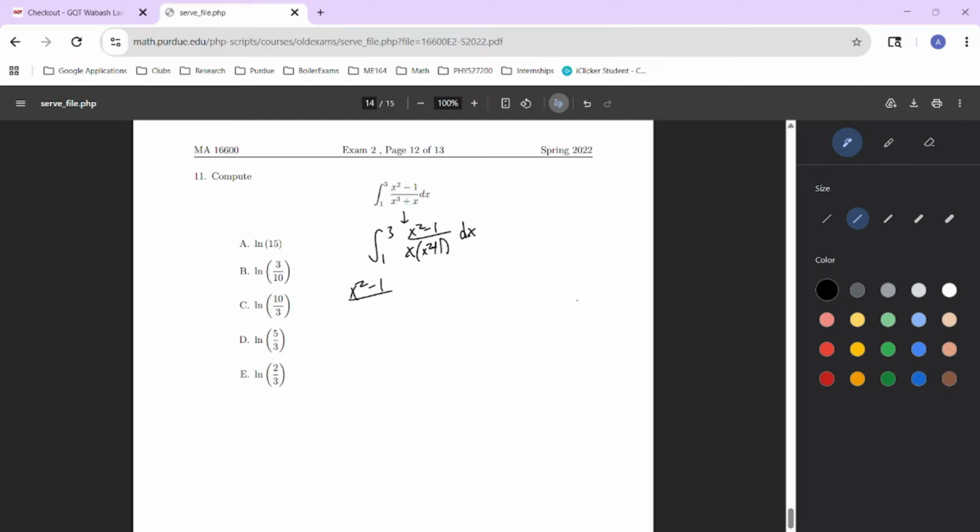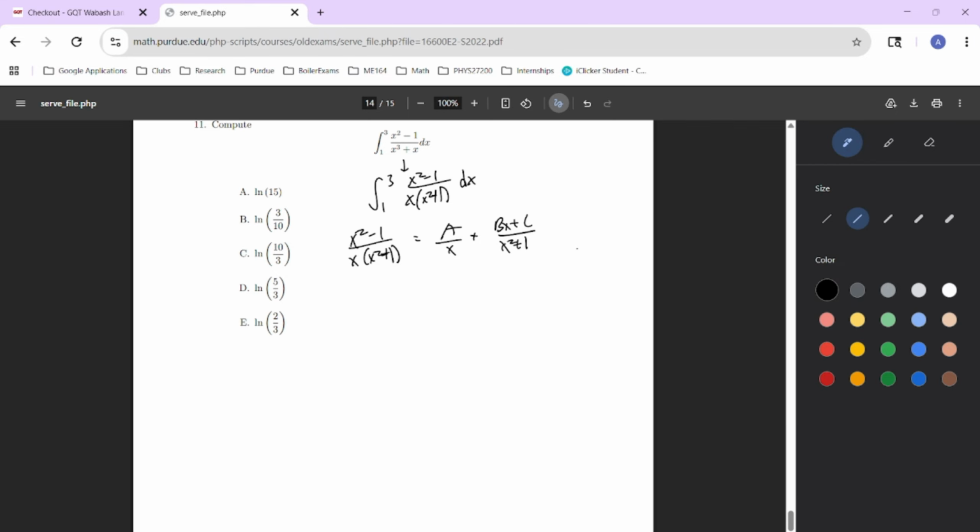Now, x squared minus 1 over x times x squared plus 1, we can deconstruct that into the form A over x plus bx plus c over x squared plus 1. From there, I'm going to multiply everything out by x times x squared plus 1. This will eliminate all the fractions and leave us with just the numerators. So a times x squared plus 1 plus bx plus c multiplied by x.